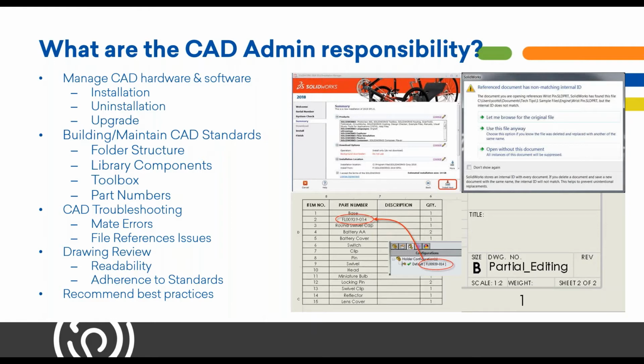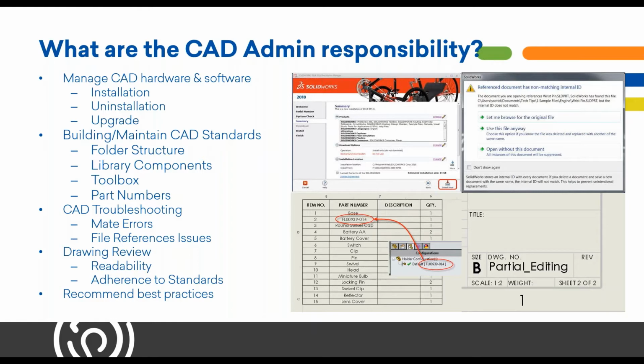From there, we also have CAD troubleshooting. Typically your CAD admin is the person you go to in case you have problems, like, okay, this file reference isn't working, I'm having these problems with these errors, I'm running into this issue here. That's also a responsibility that the CAD admin holds and helps out with, and will work with us as well at DesignPoint to make sure that person is getting supported and the issues are going away.